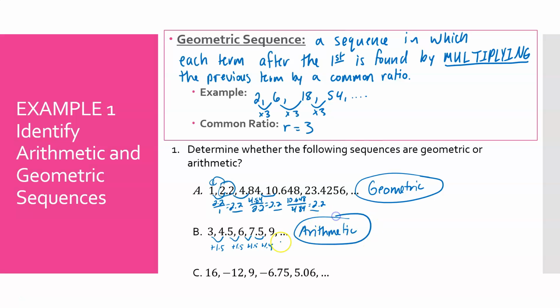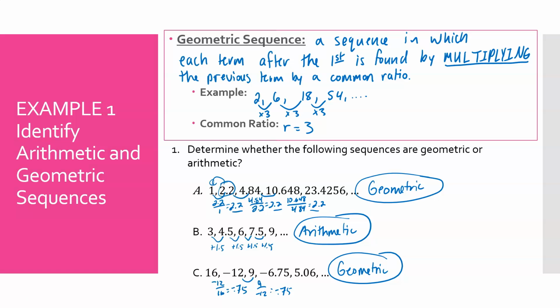And for your last one, if I do negative 12 divided by 16, I get negative 0.75. If I do 9 divided by negative 12, I get negative 0.75. So if you keep going, you do get negative 0.75 every time. So this one is geometric. And with these sequences, you do have to be careful, because sometimes if it is alternating signs, that's okay, because that just means that your r value is going to be negative, which is okay for a geometric sequence.